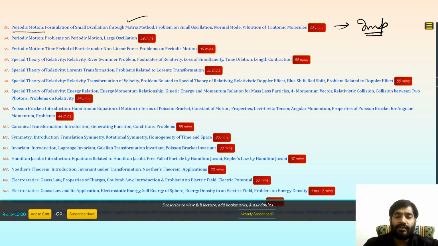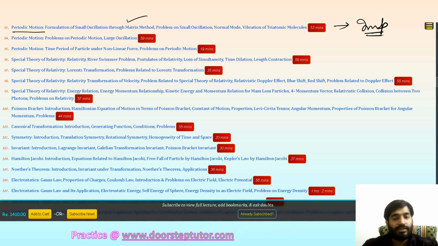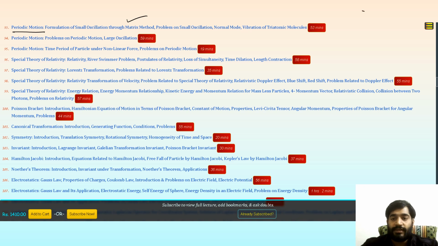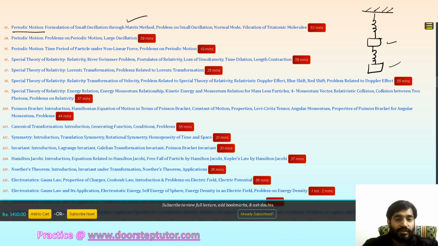This is very, very important. If I take the average of 10 years, in almost 7 to 8 of those years a question related to periodic motion was asked. Every year there is a question related to periodic motion. This year also, if you remember, there was a problem with a spring attached to a block, then another spring attached to a block, and they were asking for the angular frequency ratio. That's why this question is important.